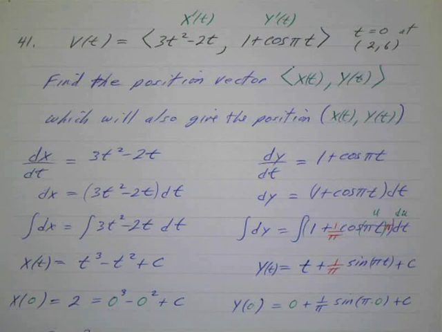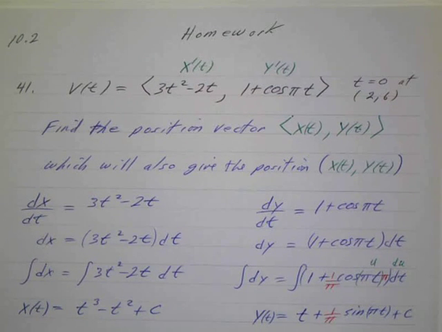Okay, this is number 41 from section 10.2, and we want you to graph. They want you to sketch the path that the particle travels in exercise 37. Well, here's 37, and we have the x prime of t and y prime of t at t equals 0 with the initial value at 2, 6.